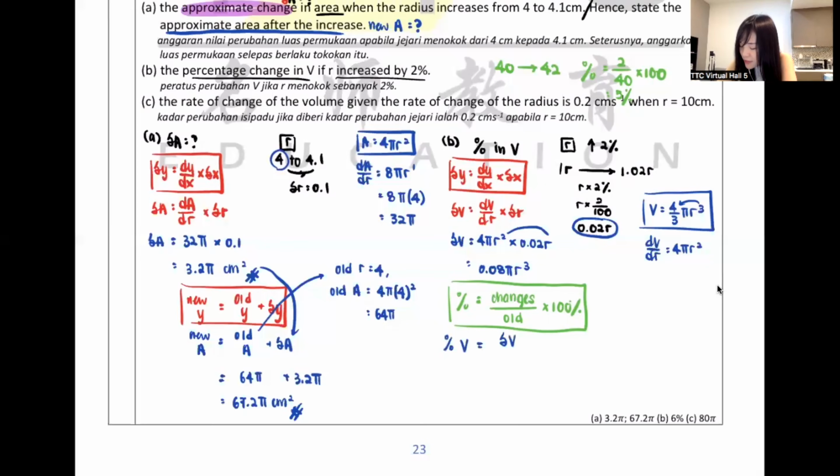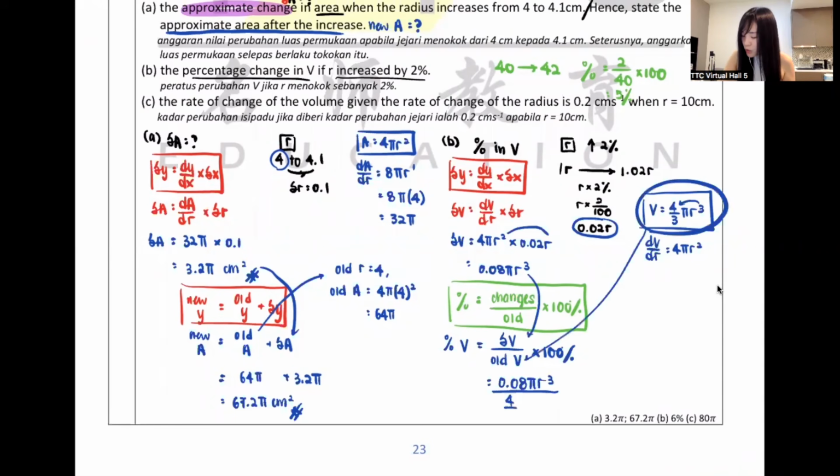You're going to find the delta V over the original V, then times 100%. See, this is how you do it. Now your delta V is 0.08 pi R cubed. Your original V is 4 over 3 pi R cubed. Because you don't even know your R, you can only write the original terms. So pi and pi cancel, R cubed and R cubed cancel. 0.08 divided by 4 over 3 times 100. The answer came out: V increased 6%. My R increased 2%, my V increased 6%.